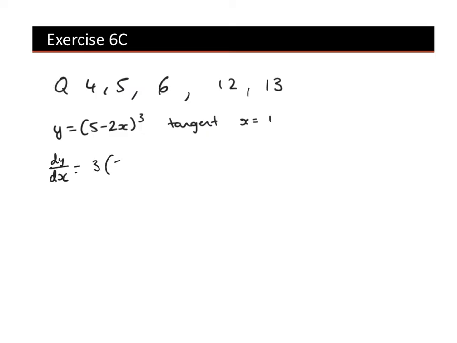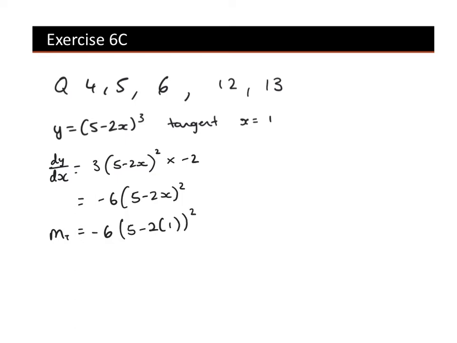Differentiate the bracket, 3 bracket, bring the power down, 2, multiplied by the differential in the bracket, which is minus 2. So this actually becomes minus 6, 5 minus 2x all squared. Okay, this is the gradient of the tangent function. At the point x equals 1, the gradient of the tangent equals minus 6 lots of 5 minus 2 lots of 1 all squared. 5 minus 2 is 3. 3 squared is 9. Minus 6 times 9. Minus 54 is the gradient of the tangent. Okay?